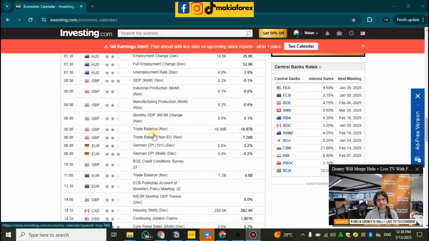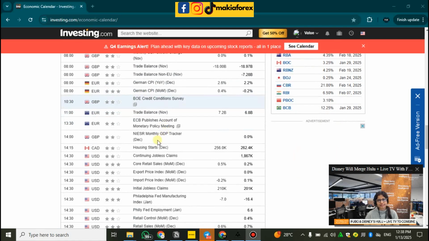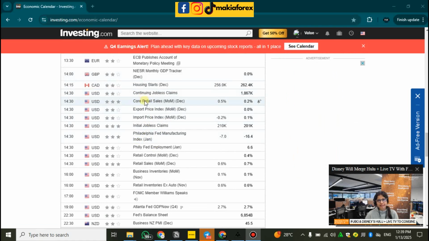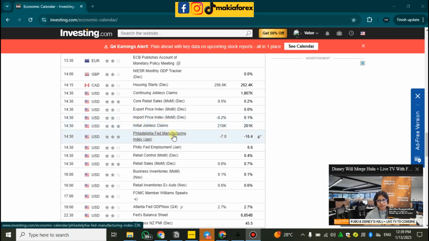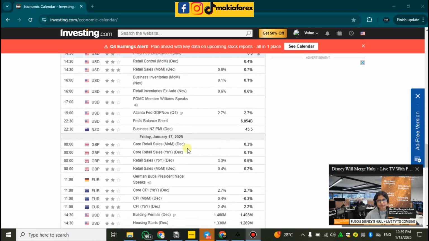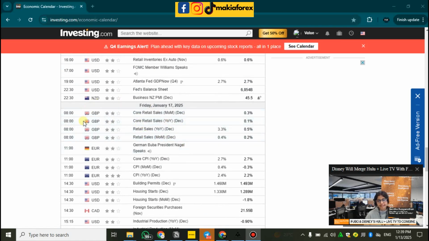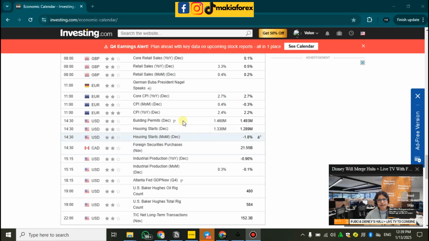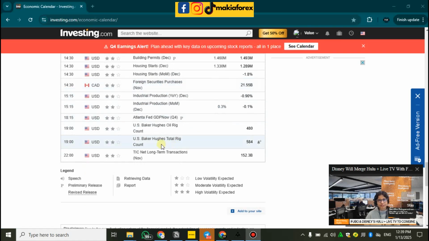Then I think Thursday we have the retail sales, we have the German CPI, then we also have the continuing jobless claims, that's initial jobless claims. So this is also going to be very important for the market. Then the Fed manufacturing index. Then on Friday we have the retail sales for the GBP, then we have CPI also. Then I think that's the main news.